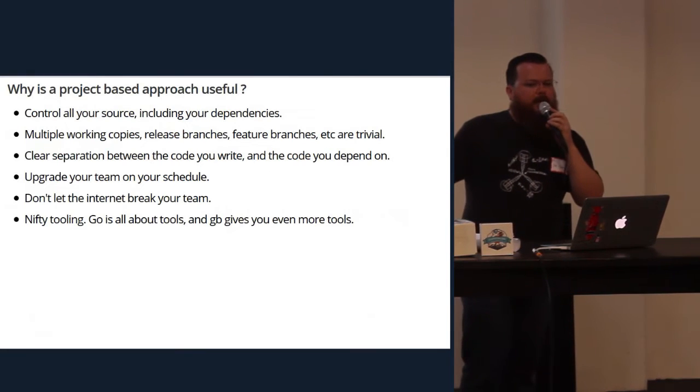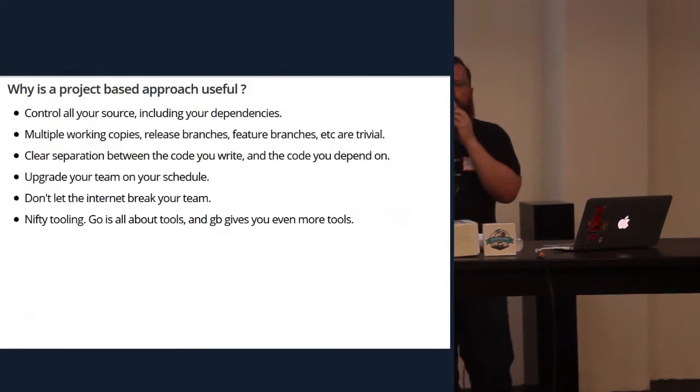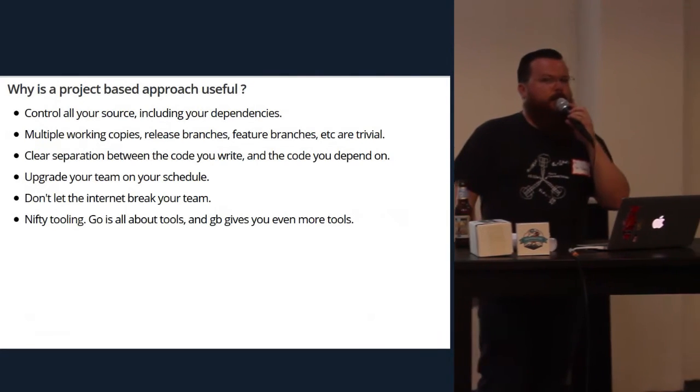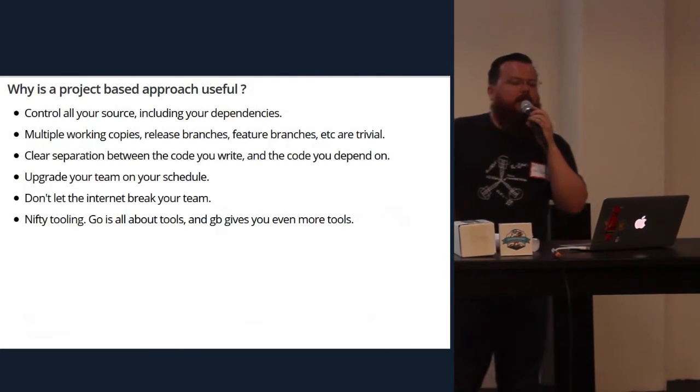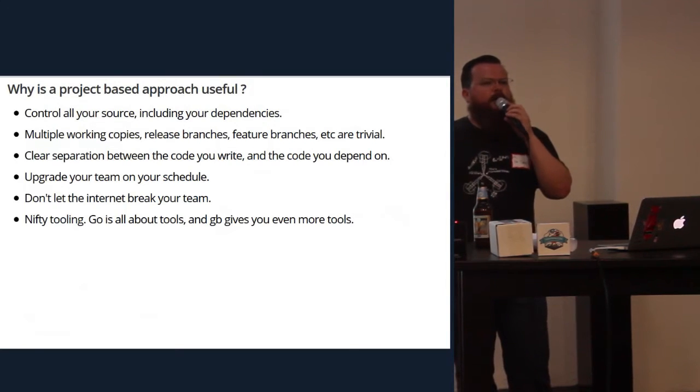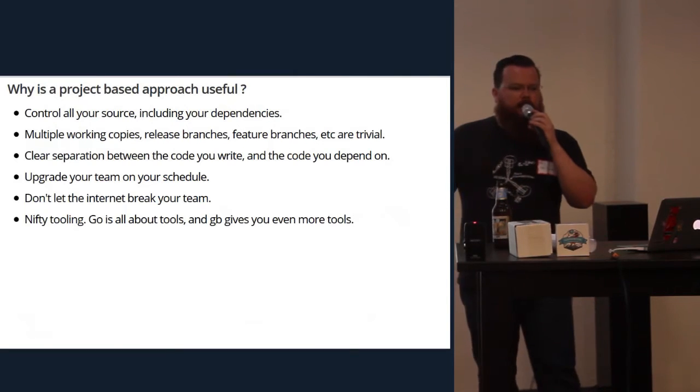You can have multiple working copies on disk. You can just change between them. This is very important to working on Juju because we have to support 4 or 5 release branches currently. So the ability to move between those very quickly and without any overhead is really important to us.